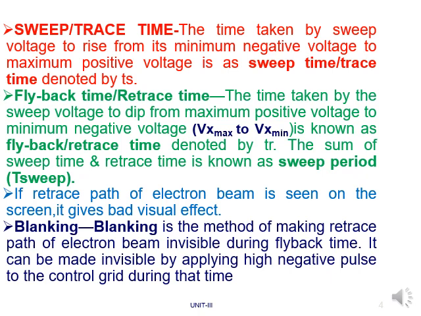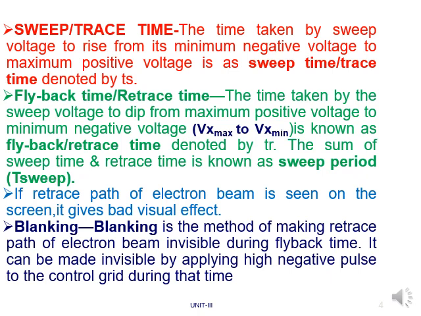If the retrace path of the electron beam is seen on the screen during flyback time, then it gives a bad visual effect, that is the 5 to 7 part. If the electron beam is going back from right to left, that is 5 to 7, then it will give a bad visual effect. So during flyback time, this retrace path of the electron beam should not be visible to our eyes. For that, blanking is done.